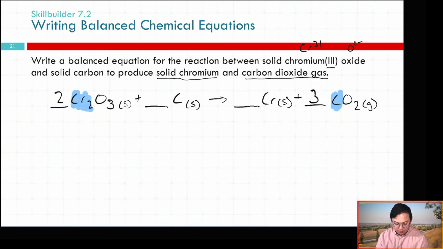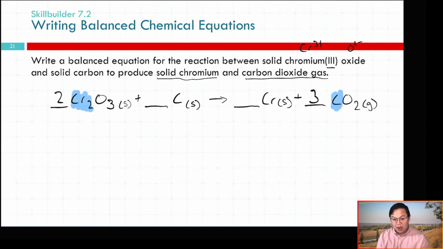Oh, I think I know what I did. We shouldn't have balanced chromium because chromium exists by itself on the right side. So we wanted to balance oxygen first, because chromium and carbon both are free elements, sort of freestanding. So by changing the coefficients on chromium here or carbon here, we don't change anything else, right? If we do oxygen, that's changing the number of carbons when we add a coefficient here, and that's changing the number of chromiums by changing the coefficient here.